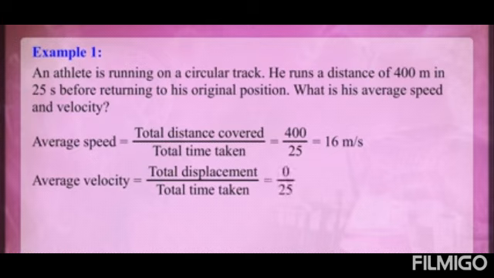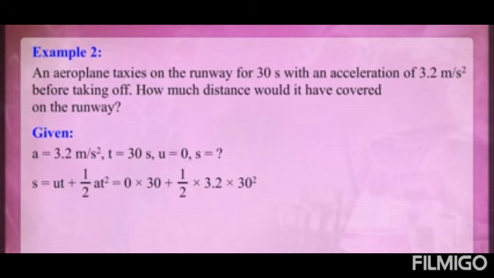So how to find the average speed and the average velocity? Average speed is nothing but total distance covered upon total time taken, that is 400 upon 25, that is 16 meter per second. Average velocity is total displacement upon total time taken. Since the object is coming back to the original position, the displacement is 0 upon time taken 25. Therefore you cannot calculate this. So we can calculate the average speed in a circular path, but we cannot calculate average velocity in a circular path.